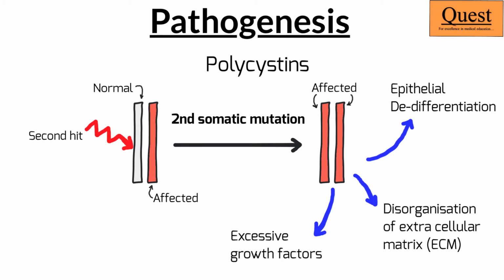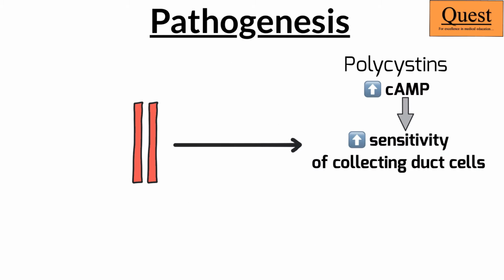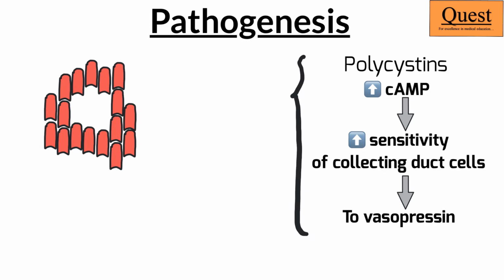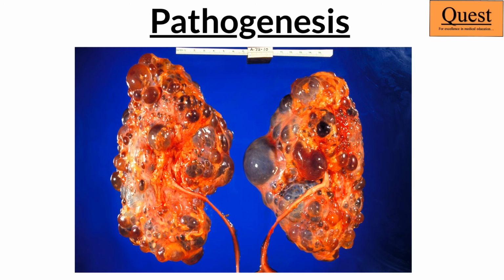Importantly, there is an increase in cyclic AMP, leading to an increased sensitivity of the cells, especially of the collecting duct, to the action of vasopressin. This is believed to contribute to two things. One is cell proliferation and second is fluid secretion, together leading to formation of cyst. Eventually, these cysts enlarge and compress on the surrounding renal parenchyma, and that defines the polycystic kidney disease.